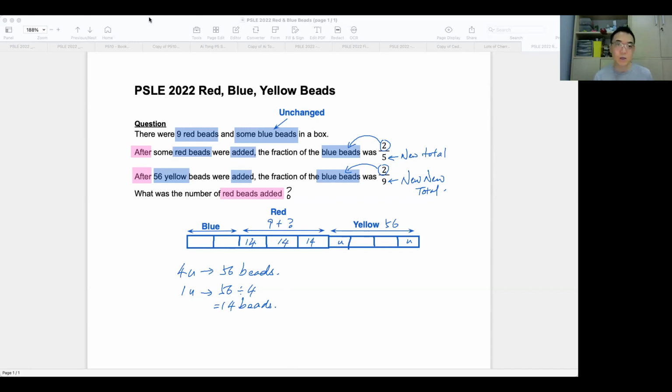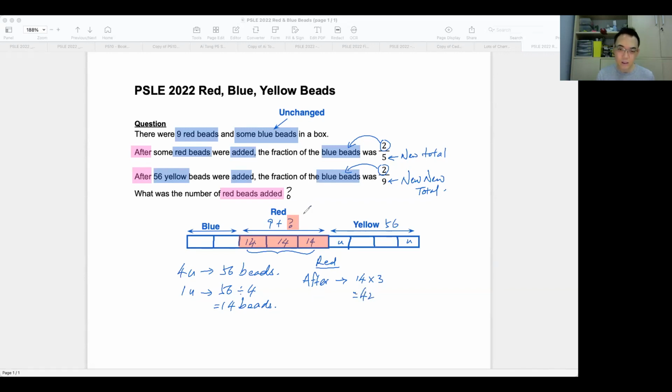Okay, so let's try to answer the question. The question is asking you to find the number of red beads that were added, right? Red beads added. And this is the number of red beads at first, 9. So I need to find the question mark. To do that, I need to know how many red beads there are in the end. So I'm going to start by finding this, and then we will find this. Okay, so let's do that. So red beads in the end after would be 14 times 3, because there are 3 units here. That will give you 42.